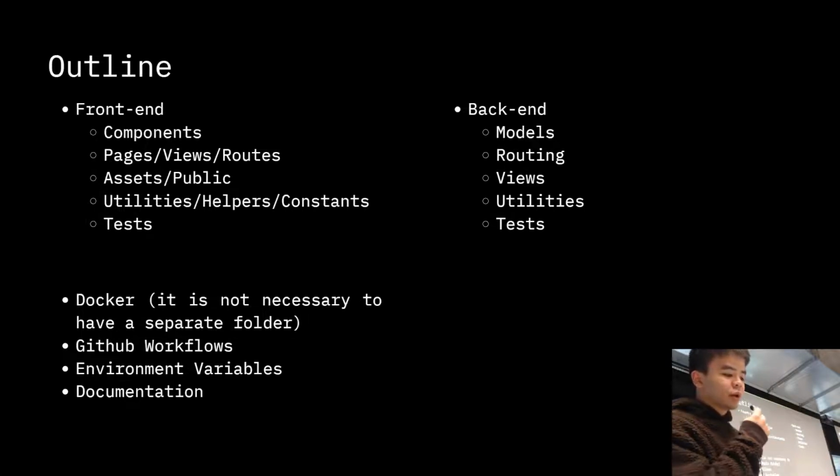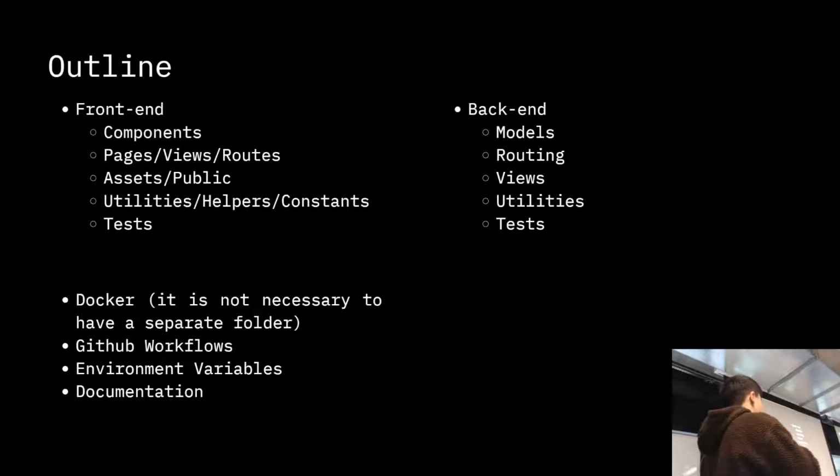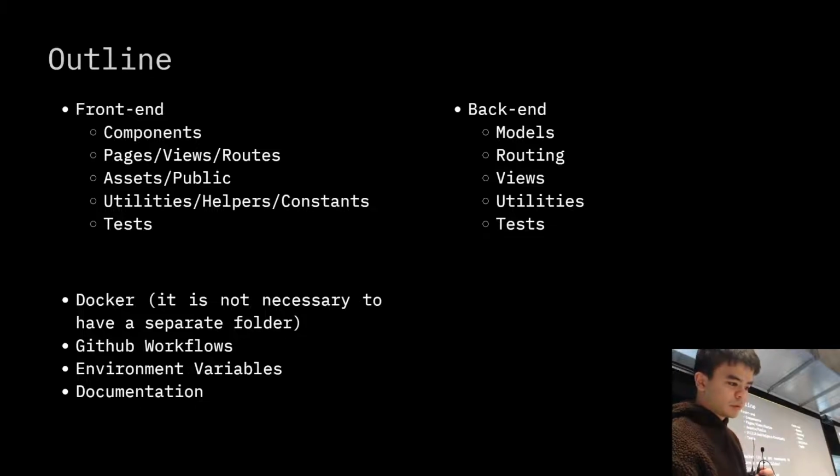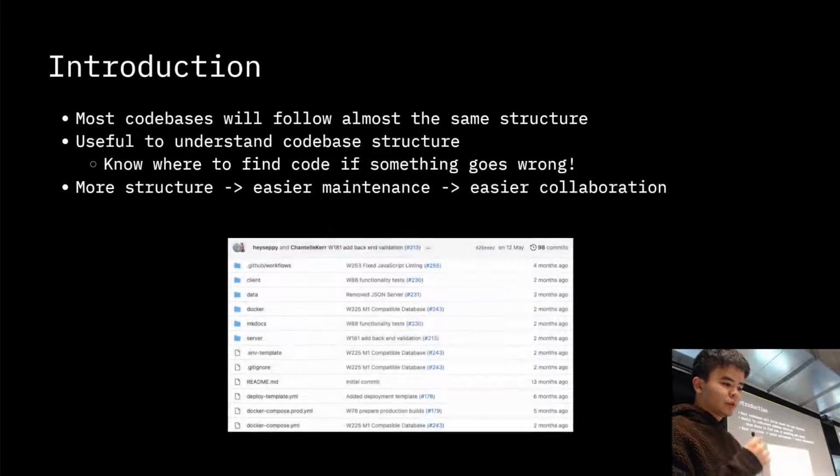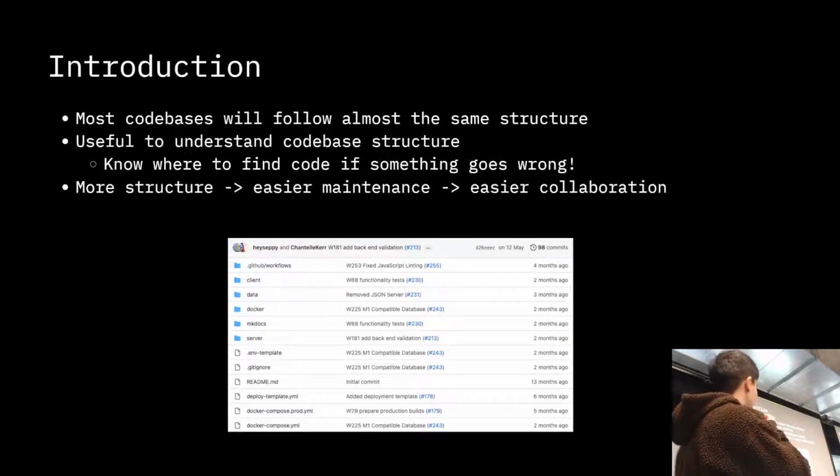Apart from this, we also have other folders like Docker, GitHub workflows, environmental variables, and for some repos, we do have a documentation folder as well. Most code bases follow almost the same structure. It's very helpful to understand this.